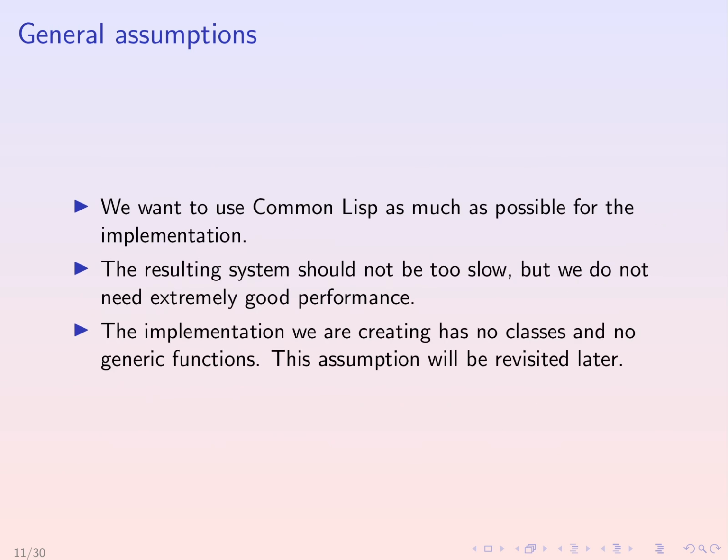Now, for this series of talks, I'm going to make a number of general assumptions. The first assumption is that we are creating a Common Lisp system, presumably because we think Common Lisp is a good language to write code in. So we would like to use Common Lisp as much as possible for the implementation of the Common Lisp system. We would like the resulting system to be not too slow, but in this series we're not going to talk about extreme speed either. So not too slow, but not extreme performance.